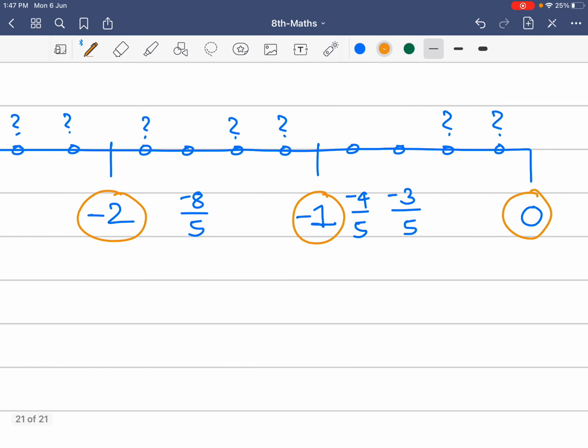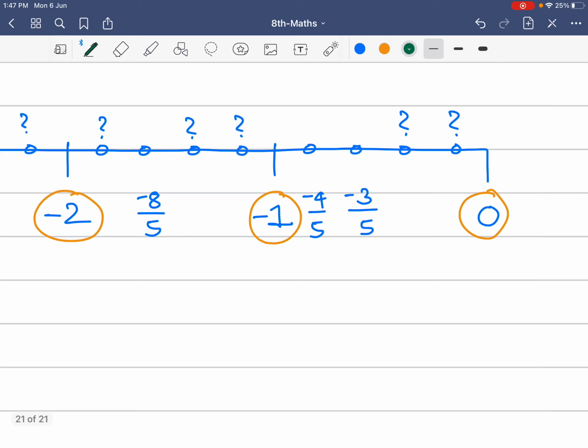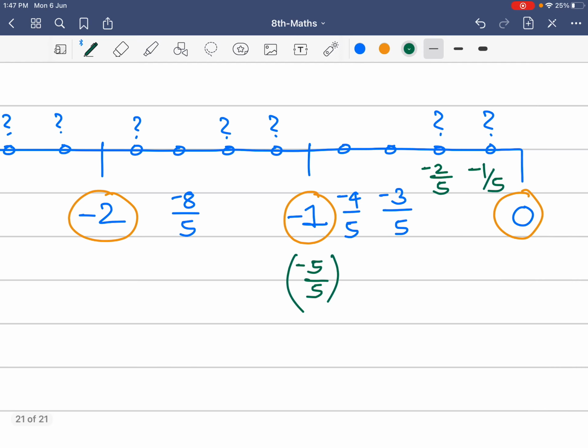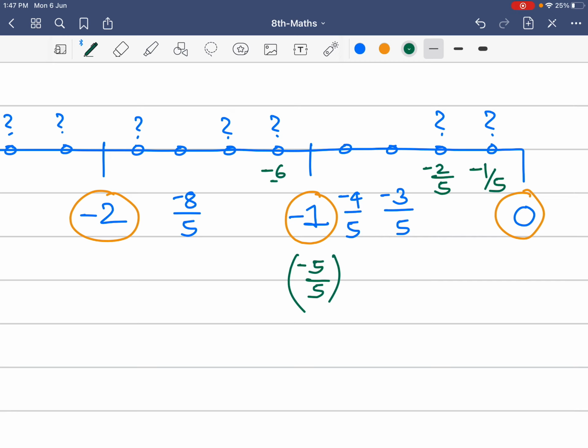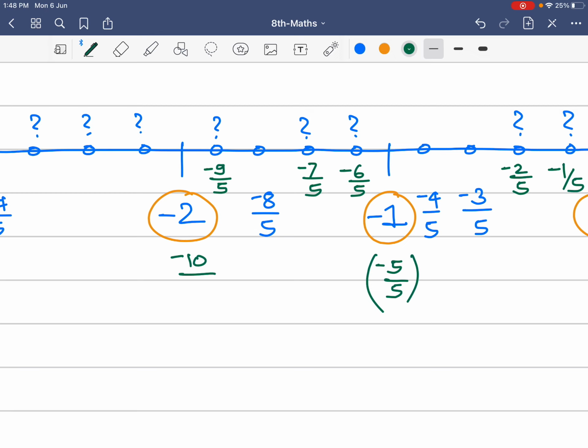Let me zoom in. The first one is going to be -1 by 5, and this is going to be -2 by 5, and thus it continues. This is -3 by 5, -4 by 5, and this one is in fact -5 by 5. So -5 divided by 5 is going to be -1, and we continue. This is -6 by 5, this is -7 by 5, -8 by 5, this is -9 by 5, and this is -10 by 5. -10 divided by 5 is -2.